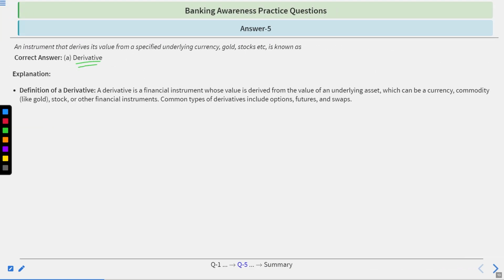Time's up. Derivative. Go by the explanation. Derivative is a financial instrument whose value is derived from the value of an underlying asset, which could be a currency, commodity like gold, stock, or other financial instruments. Common types of derivatives include options, futures, and swaps.